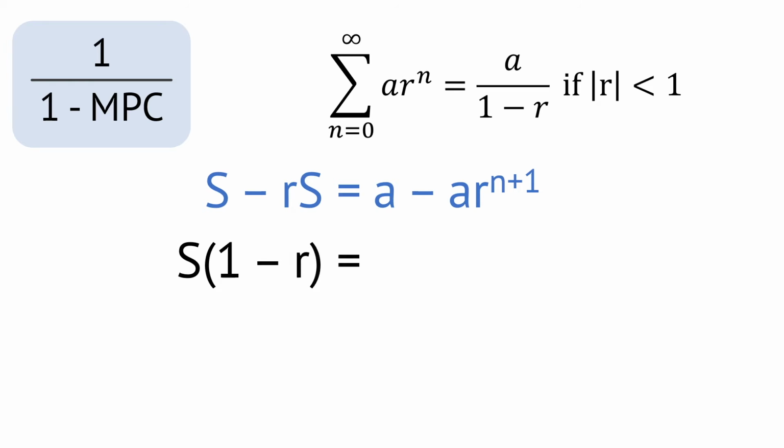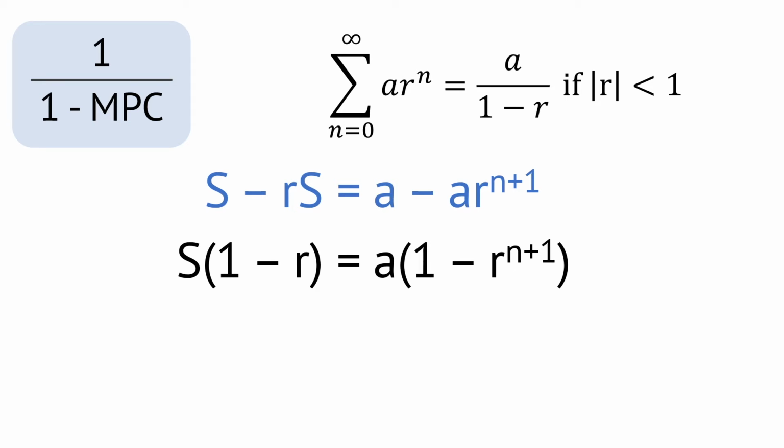So we can factor that out, and we get s times 1 minus r on the left side. And then we have an a that we can factor out on the right side, and we get a times 1 minus r to the n plus 1 power. Now, once we do that, we're ready to move on.